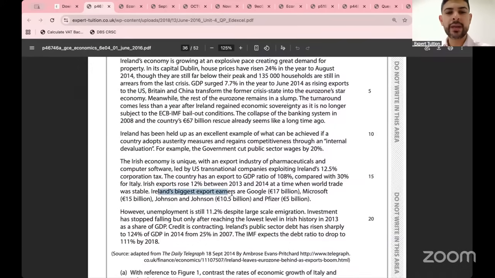And then it goes, Ireland's biggest export earners are Google, Microsoft, Johnson and Johnson, Pfizer. Whoa. Make sense? So you can now allude to that and say, being part of the Eurozone might be a good idea. Bulgaria might see more TNCs setting up. They might decide to have operations there because they can trade and sell. That's analysis. Let's evaluate, because evaluations are sensational for this.